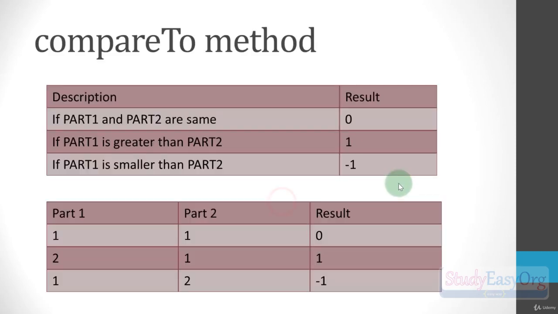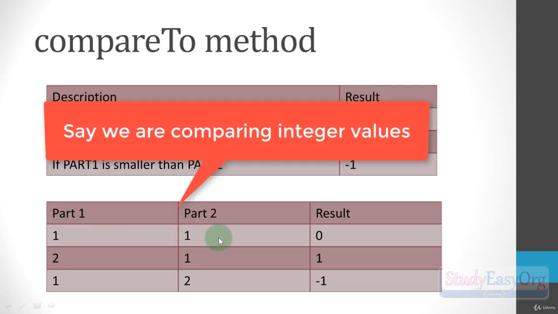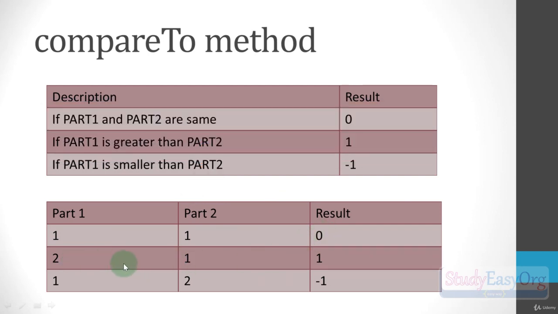Now for example, in here part 1 and part 2 are 1 and 1, then the result would be 0. Part 2 is 2 and part 1 is 1, meaning part 1 is greater than part 2, then we will get a positive number. And if part 1 is smaller than part 2, part 1 is 1 and part 2 is 2, then we will get a negative number. So this is the overall idea of how the compareTo method will work.